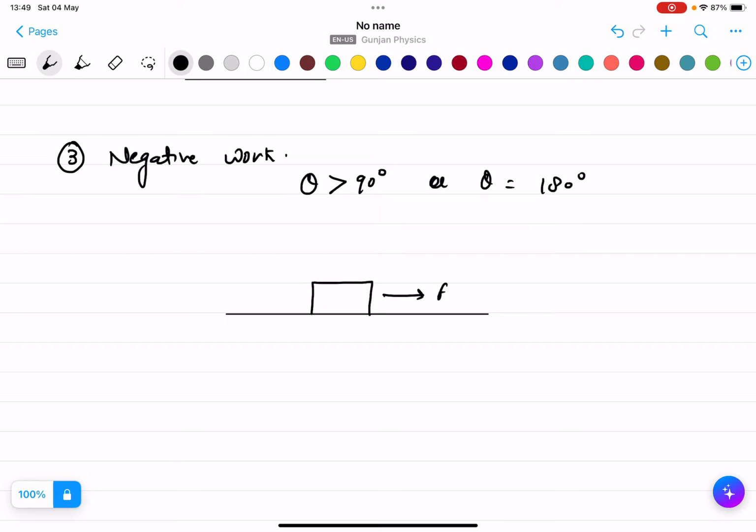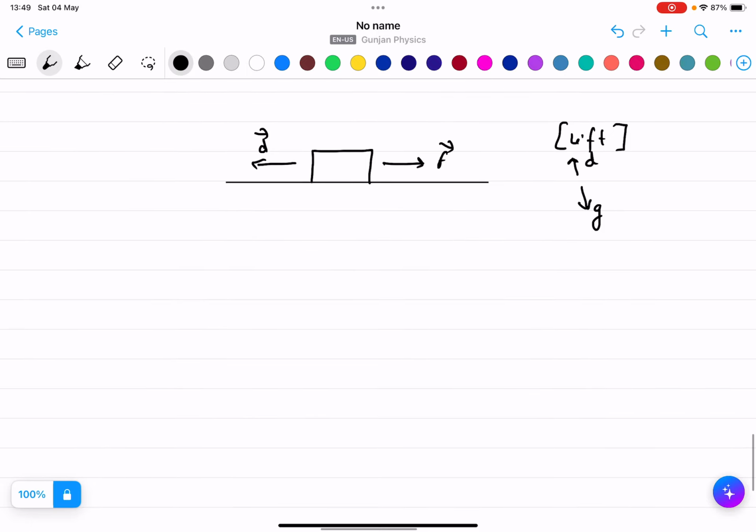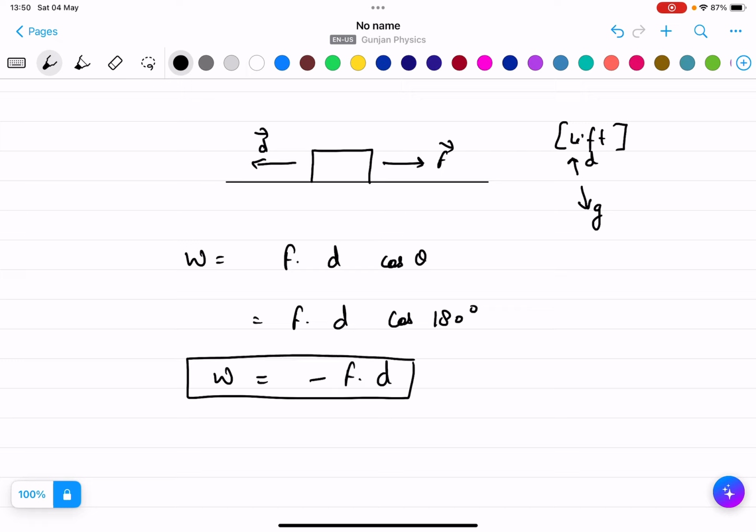This is my force here and this is my displacement. We can take an example of a lift. We are going up in a lift, but the gravitational force is going downwards, while the motion, the displacement, is upwards. So this is an example of theta equals 180 degrees. What will be the work done? It will be F D cos 180 degrees, and cos 180 degrees equals -1. So it will be negative work done. When theta is greater than 90 degrees, it will be negative work done.